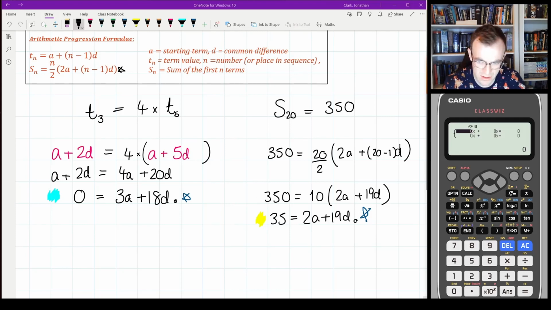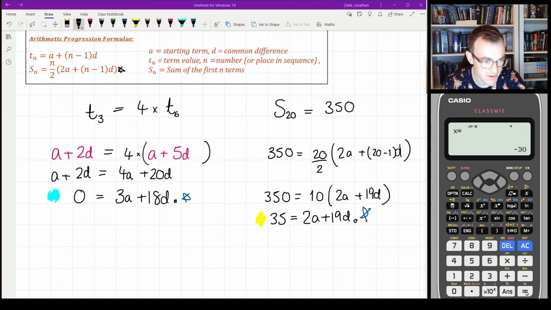So let's consider a to be x and d to be y. So it's 3x plus 18y is 0. And the other equation, oops, did not type that in, is 35. Oops, 35 is not on that side. 2x plus 19y equals 35.